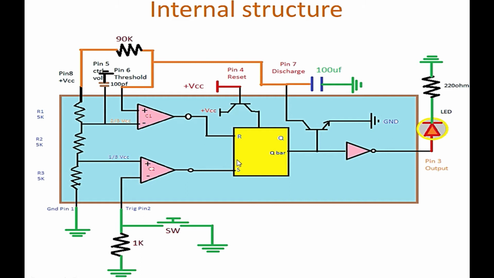It means this SR flip-flop is going to set, meaning Q equals 1 and Q bar equals 0. So after that NOT gate we are getting the output as high from pin number 3, and at the same instant this transistor will be deactivated because the triggering is 0. So what happens is that the other terminal of the capacitor is directly connected to the supply through this 90 kilo ohm resistor.